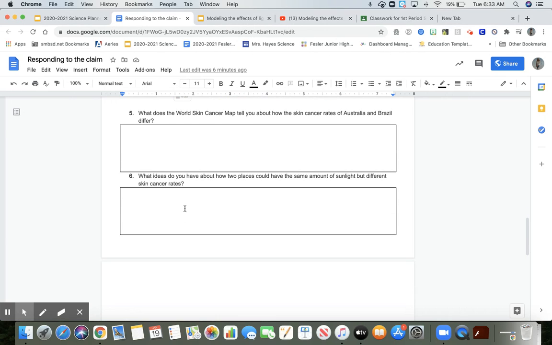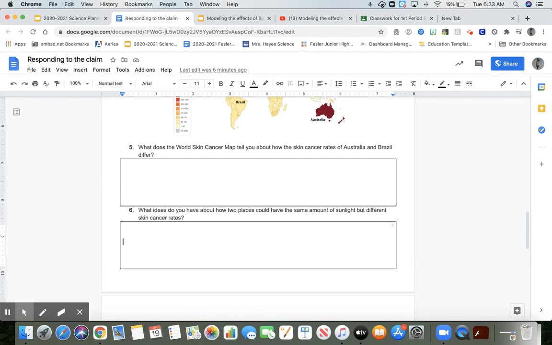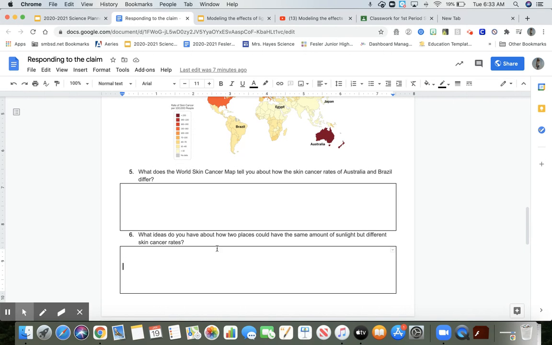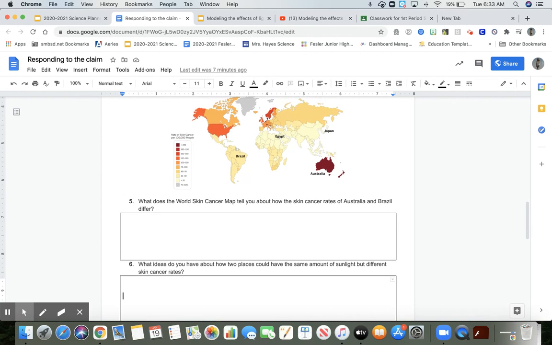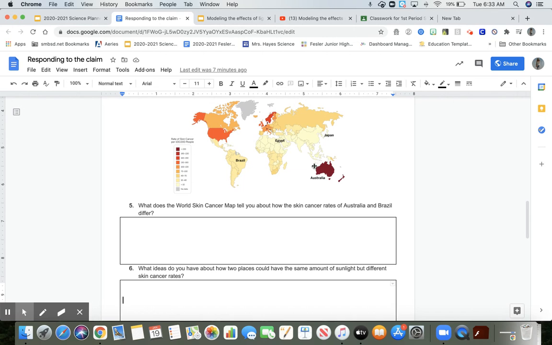Okay. And then for 6, what ideas do you have about how two places could have the same amount of sunlight but different skin cancer rates? I'm just looking for ideas that you have so far as we're trying to figure out why Australia has so much skin cancer. So lots of different answers you can put for number 6 and get it correct.